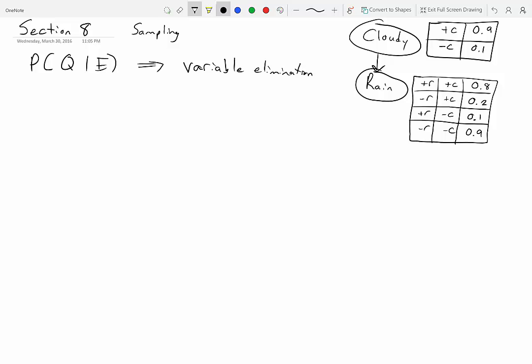But sometimes this can be expensive. If we have a really large Bayes net, then we have to do a lot of work when we do variable elimination, a lot of joins and a lot of eliminates. So to make this faster, we want to do approximate inference. And how are we going to do that? Well, that's going to be sampling.